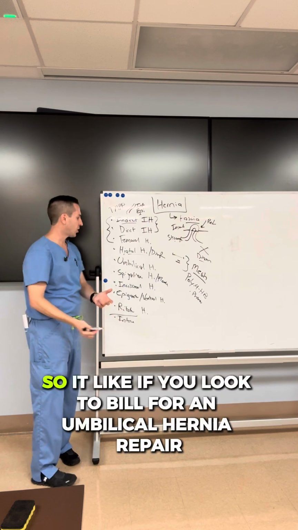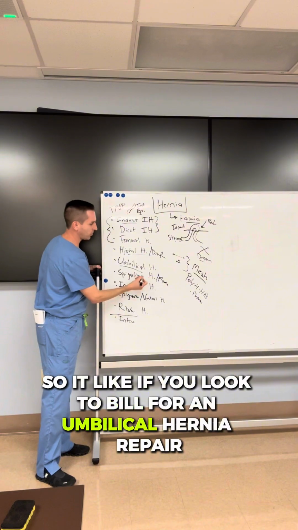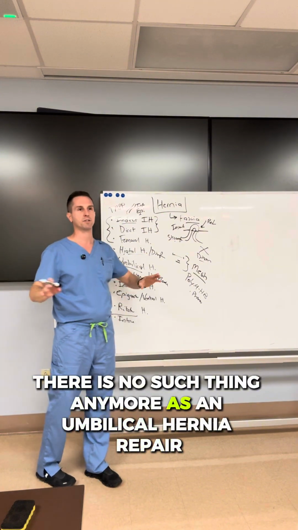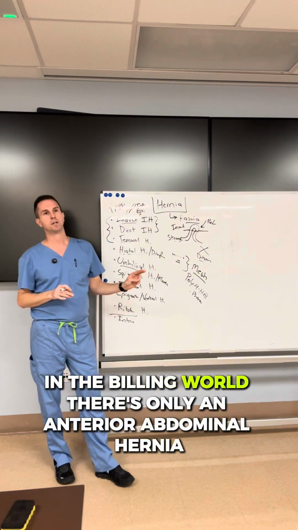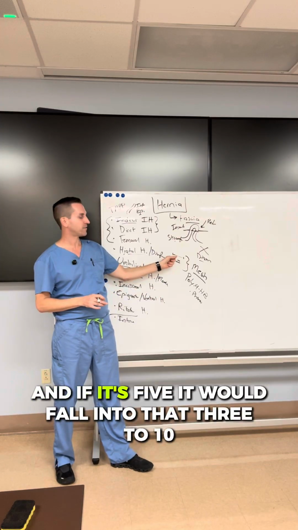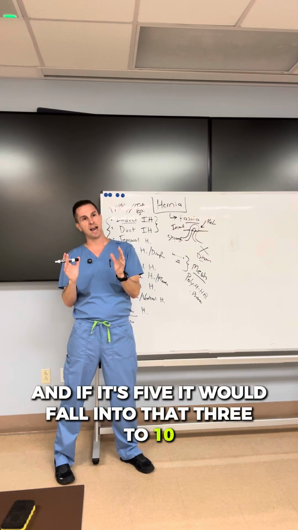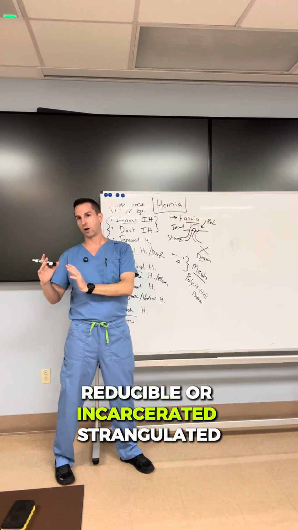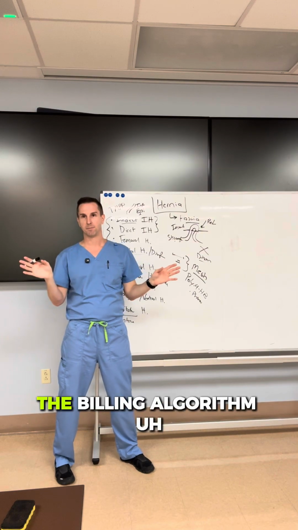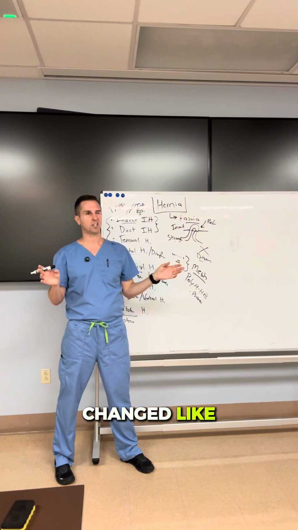So if you look to bill for an umbilical hernia repair, there is no such thing anymore as an umbilical hernia repair in the billing world. There's only an anterior abdominal wall hernia, and if it's 5, it would fall into that 3 to 10, reducible or incarcerated strangulated. So that's like the billing algorithm. Changed like 2 years ago-ish.